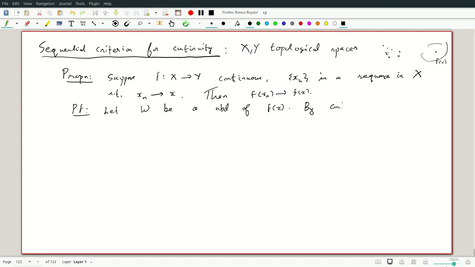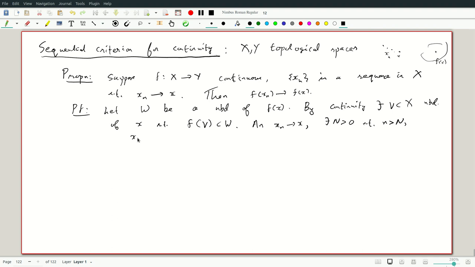So by continuity, there exists V contained in X, a neighborhood of little x, such that the image of V is contained in W. As x_n converges to x, there exists a positive N such that if little n is greater than N, x_n belongs to V. Hence, f of x_n is in W. Okay, and this is the unpacked definition of convergence.